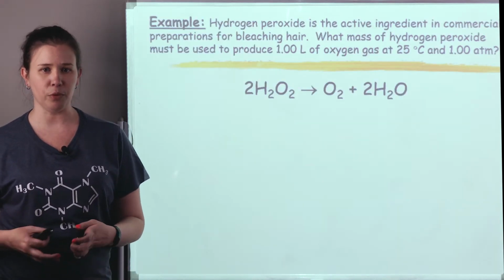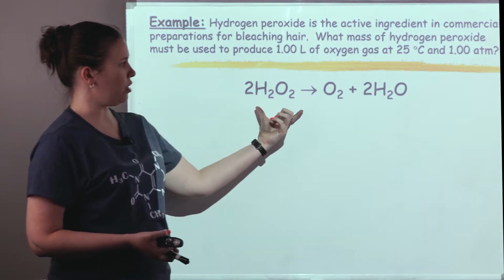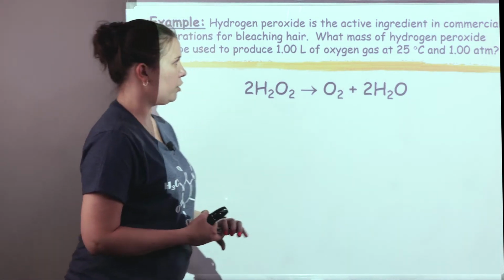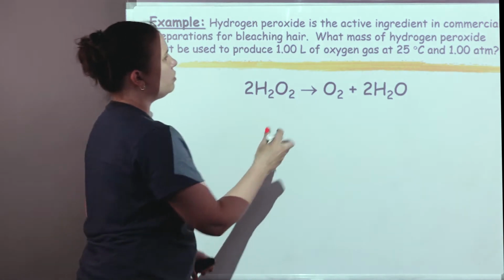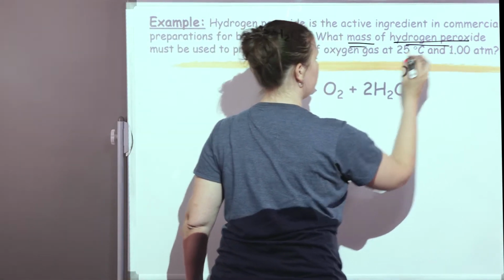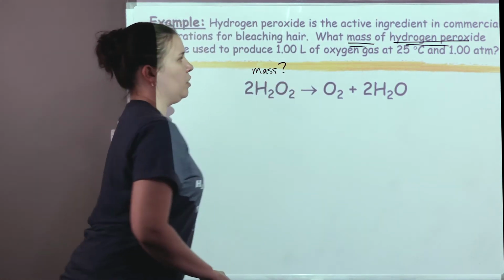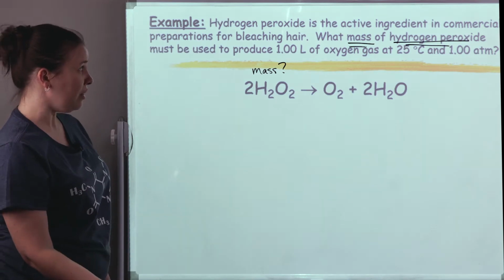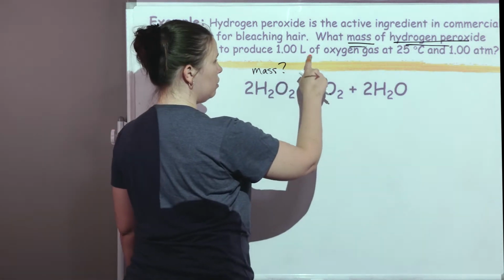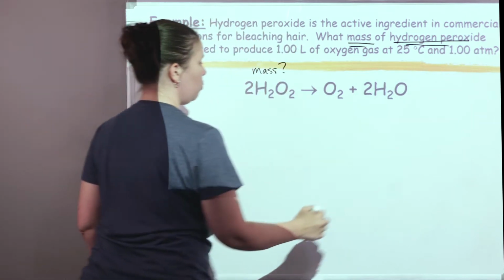So let's look at an example. Here we see the decomposition of hydrogen peroxide, where hydrogen peroxide breaks down into oxygen and water. In the question, we can see we're looking for the mass of the hydrogen peroxide. So I'm looking for mass of reactant. But let's look at what we're given to get there. We have 1 liter of oxygen gas at 25 degrees Celsius and 1 atm.